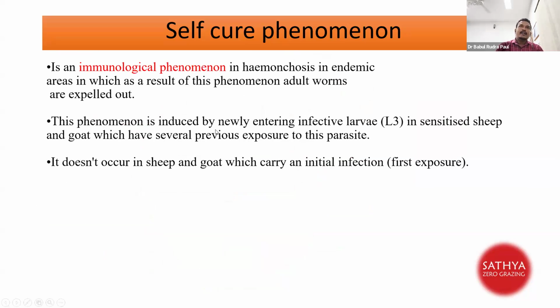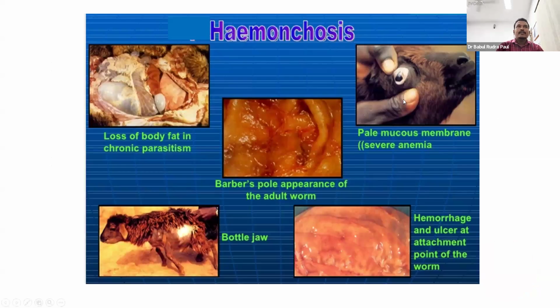So when a new parasite enters, it gets destroyed by the antibody. So it does not occur in sheep and goats on initial exposure. On second exposure, the self-cure phenomenon is exhibited by the patient. These are a few photos as well as the postmortem findings. In Haemonchus infection, there is loss of body fat in chronic parasitism, anasarca, bottle jaw, as well as typical hemorrhage or ulcer at the attachment point of the worm.